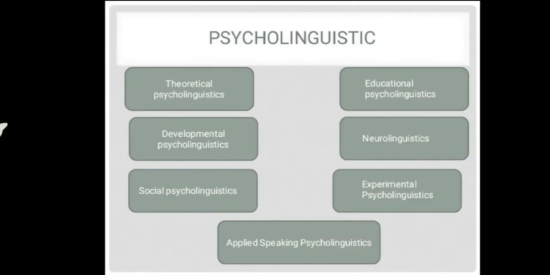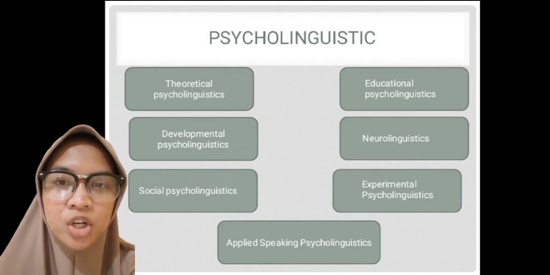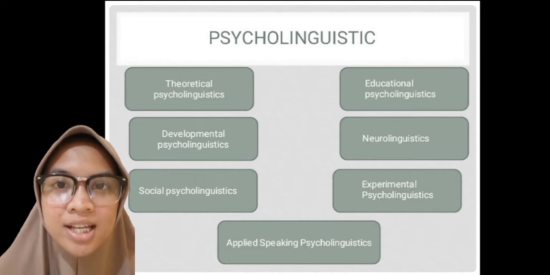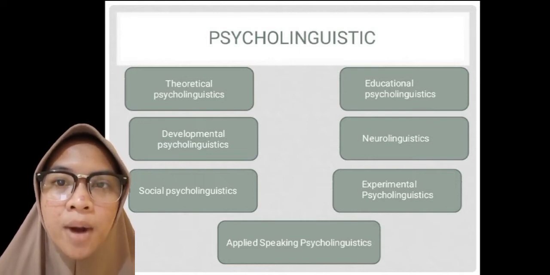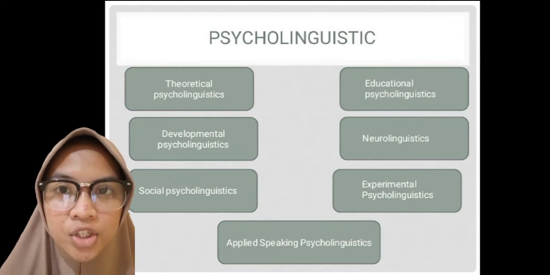And the next is psycholinguistics. Psycholinguistics is a multidisciplinary science in the form of a combination of psychology and linguistics. Psycholinguistics studies the psychological and neurobiological factors that enable humans to acquire, use, and understand language.